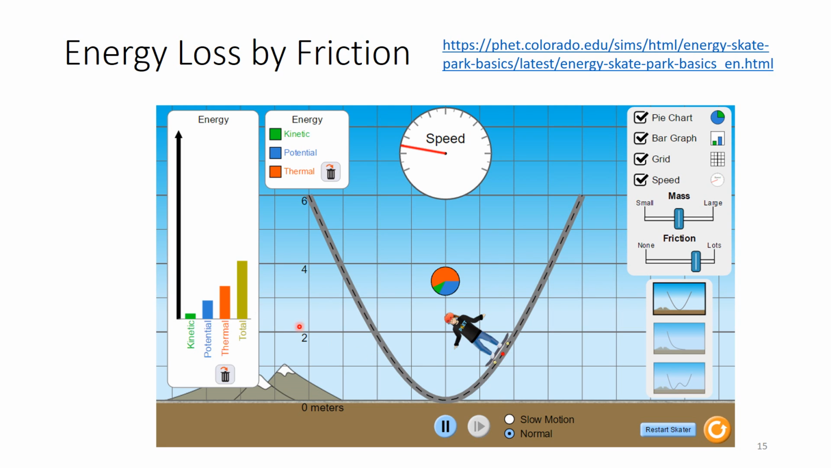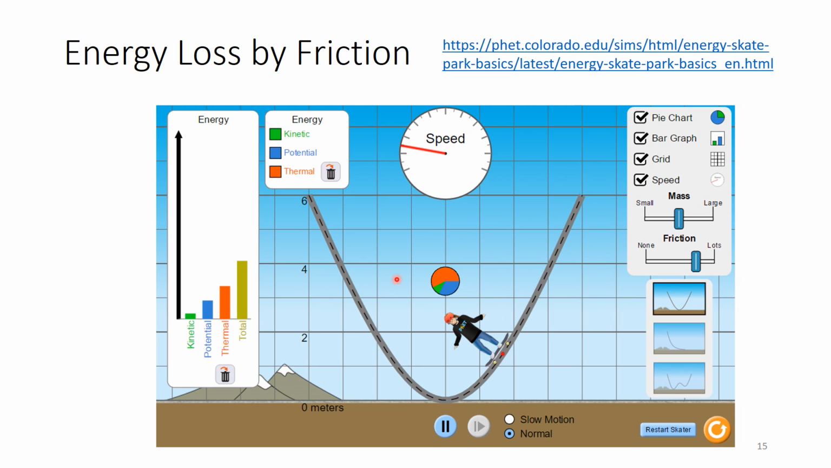Okay, so you will see when you run this simulation that like before, we have a bar for kinetic energy and potential energy, and they're changing height. So sometimes kinetic goes to potential, and sometimes potential goes to kinetic. But at the same time, we'll have this bar for thermal energy that shows that some of the energy is being converted to heat. So you will see this bar rising as the skater travels.